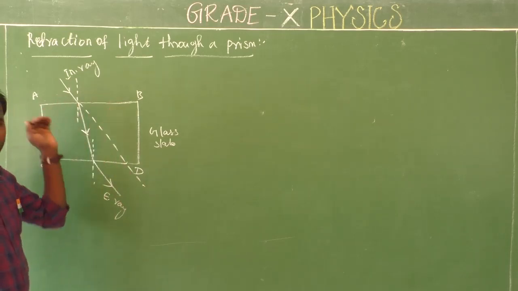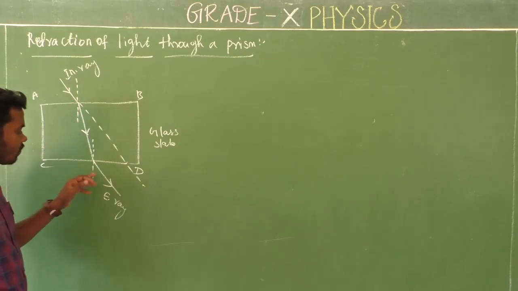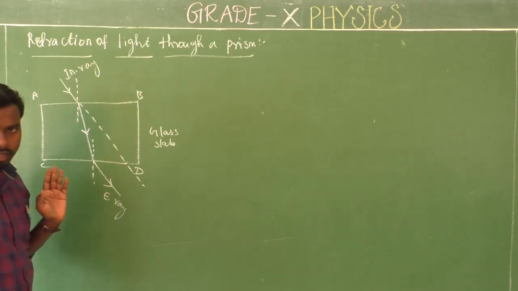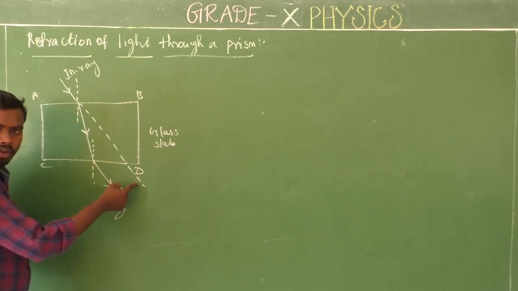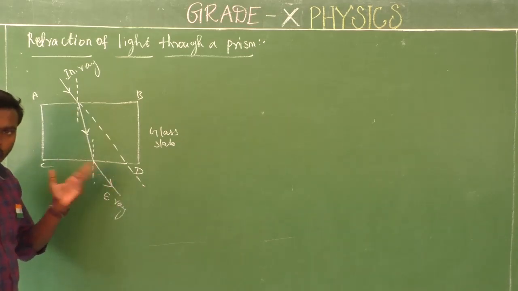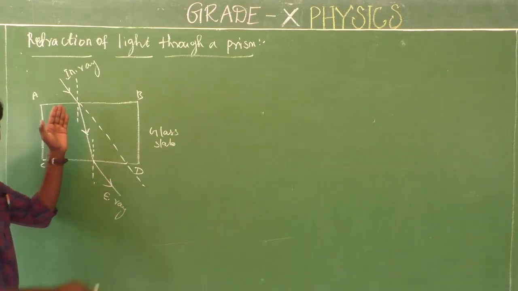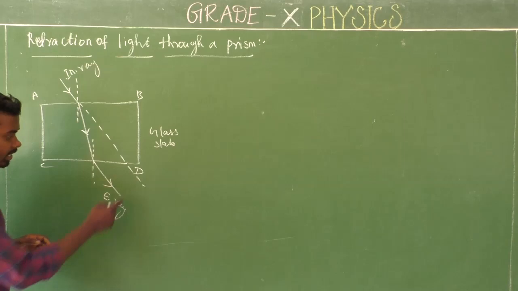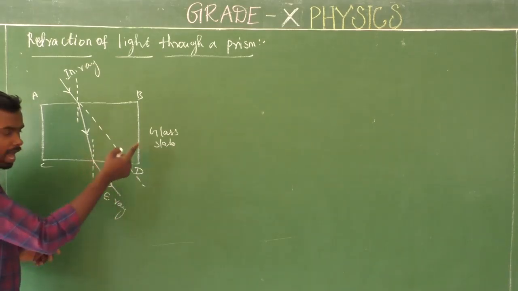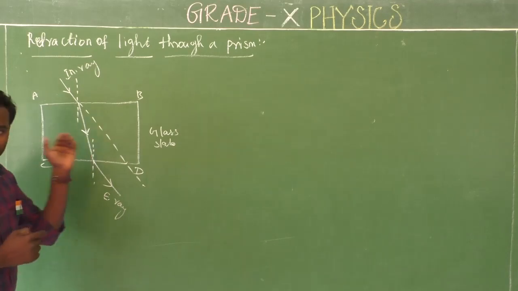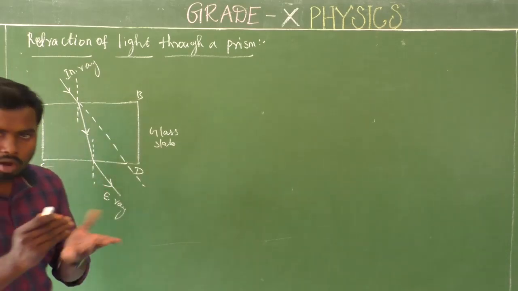Due to the presence of the rectangular glass slab, the incident ray deviates from its original path, that is the emergent ray. Am I right? Yes. So this emergent ray and the original path of the incident ray are parallel to each other. Can you see clearly? Yes. So the emergent ray and the incident ray both are parallel to each other.